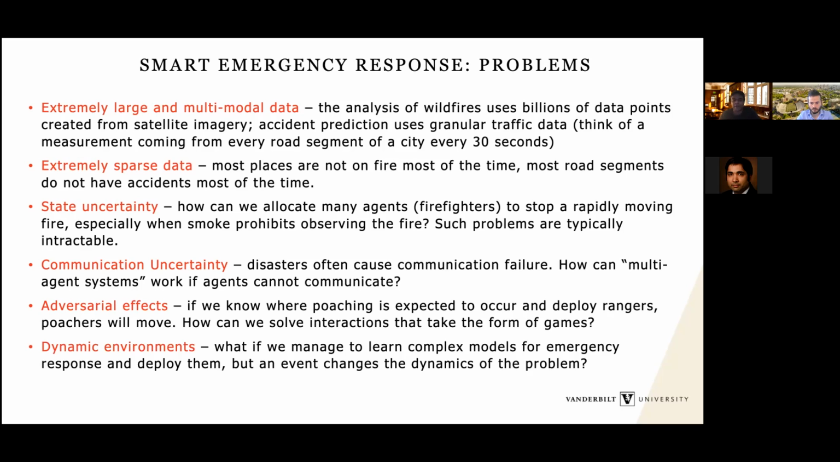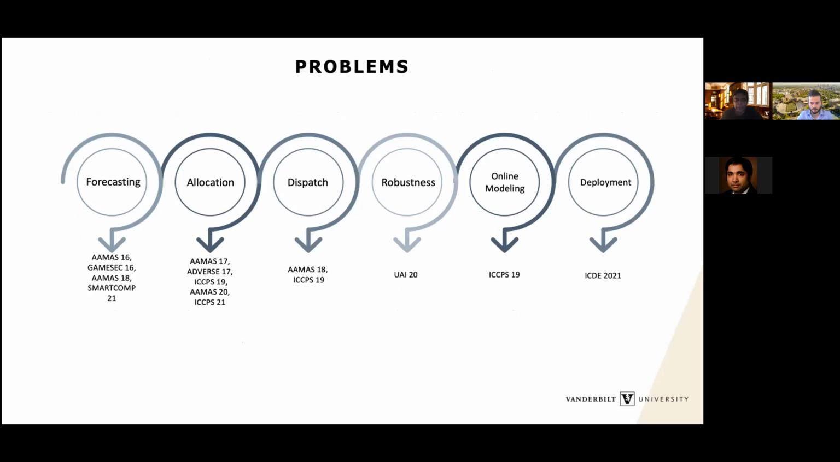And finally, these environments are highly dynamic, which means, what if we learn a really complex model for emergency response and deploy it, but then some event happens in the city and completely changes the dynamics of the problem? Do we have time to relearn everything, or can we readjust things in an online manner and quickly deploy something? So we have done a bunch of work on all the different problems that I briefly mentioned: forecasting, allocation, dispatch, robustness, online update and modeling, and also deploying these large-scale systems.